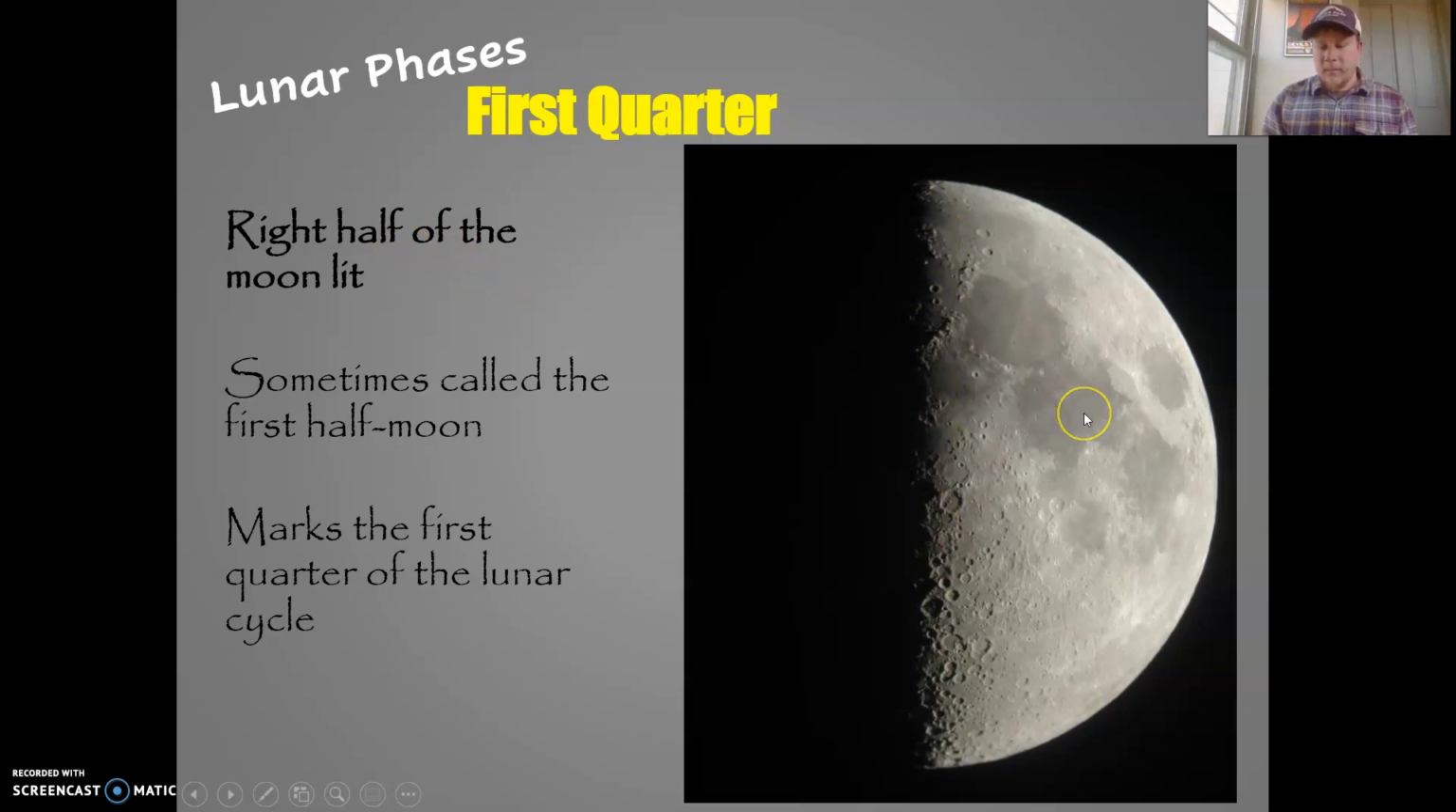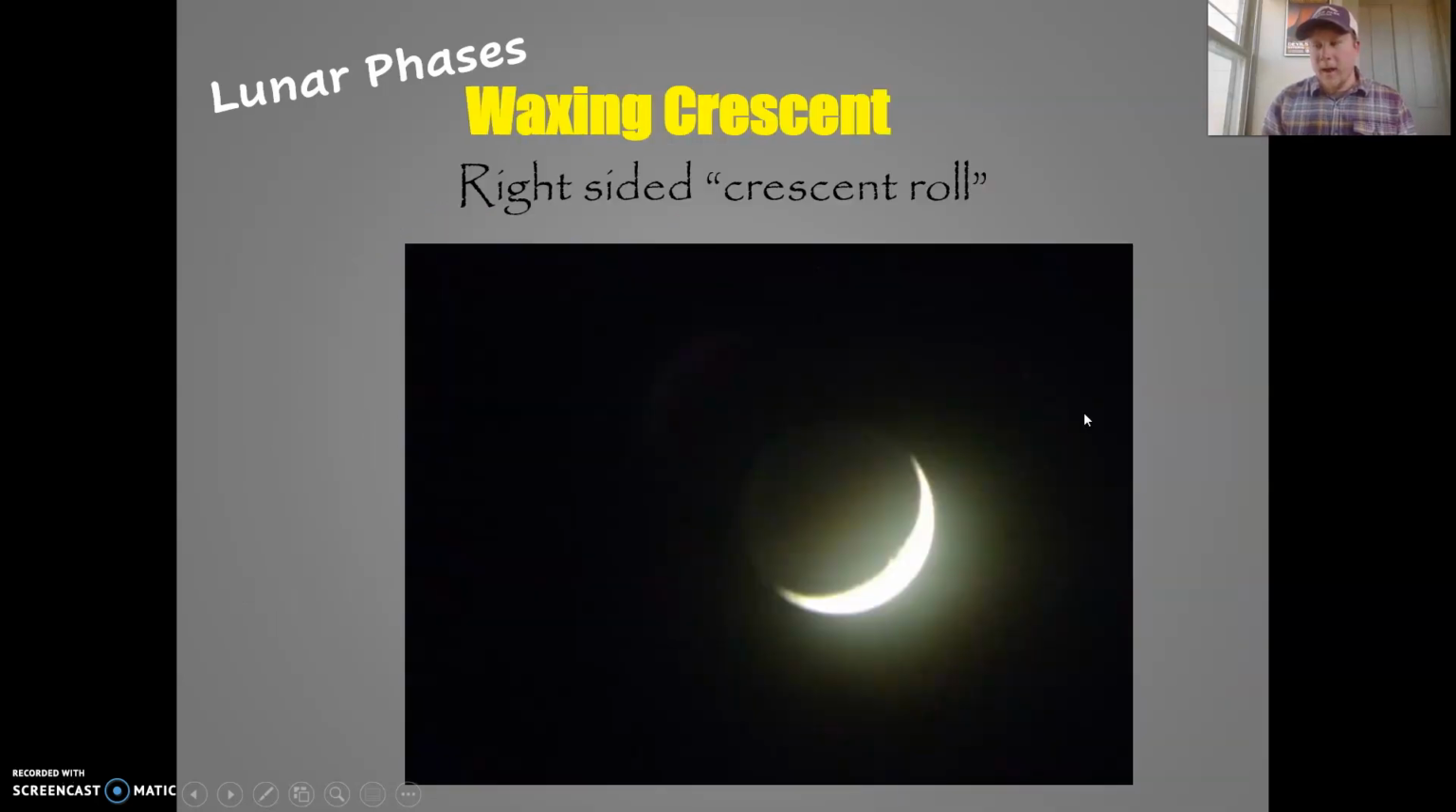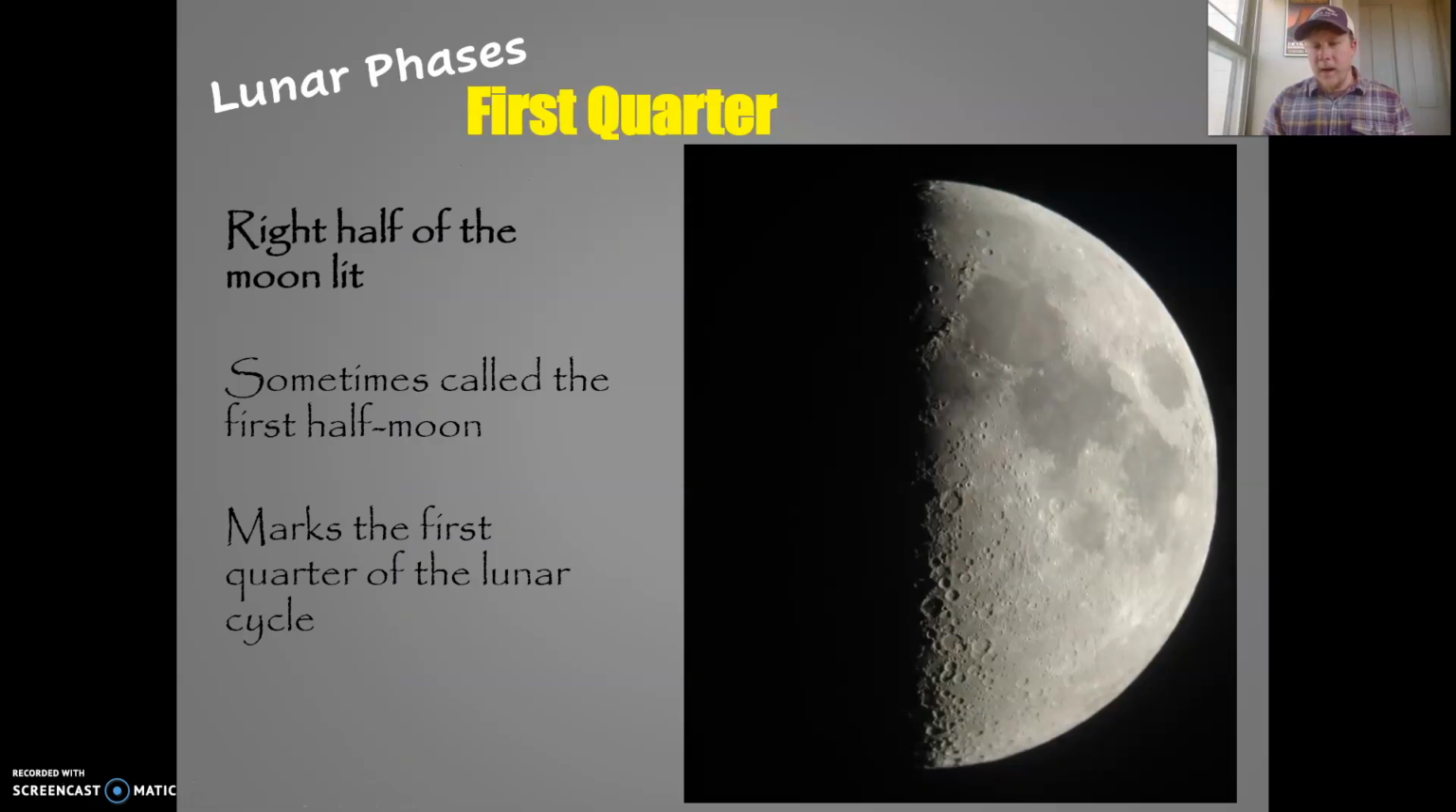So that's the key: just a moment before, we had just a little bit of the right side lit up. Now we have half of the right side lit up. This is confusingly called the first quarter. Quarter usually refers to 1/4 of something, and so people look at this and say, hold on, half of the moon is lit. Well, when they say first quarter, it's 1/4 of the way through the whole lunar cycle.